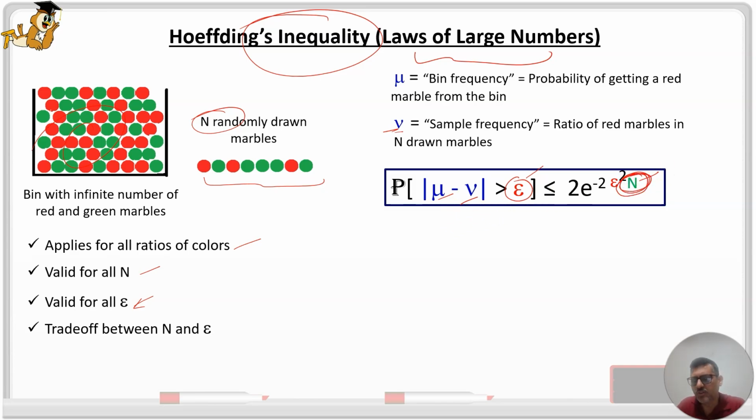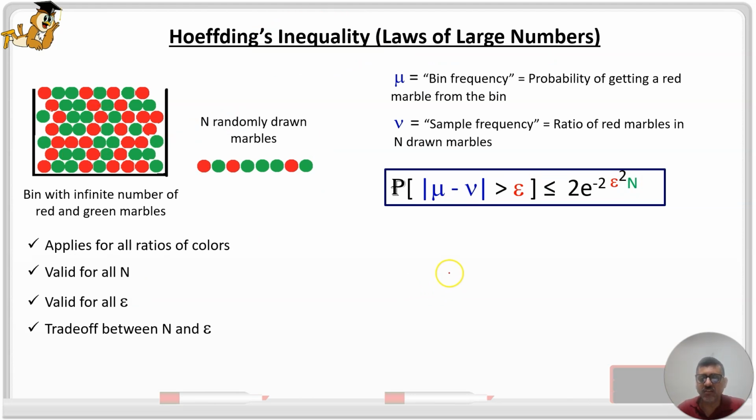Now this is a fairly intuitive result. You would expect that the ratio of red marbles to n, so red marbles divided by the total number of marbles, would approach the probability of getting a red marble from this bin, right? I mean, that is in a way our understanding of probability theory. But the importance of Hoeffding's inequality lies in the fact that it establishes a numerical value. It gives a definitive relationship between n and the probability of mu and nu being close to each other. So that is the importance of Hoeffding's inequality.